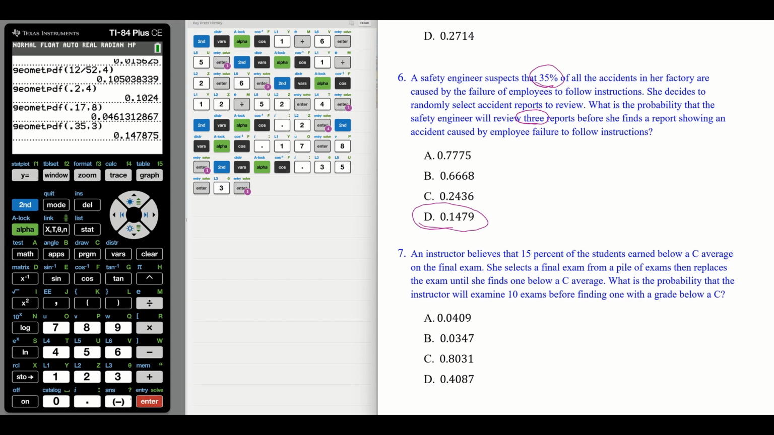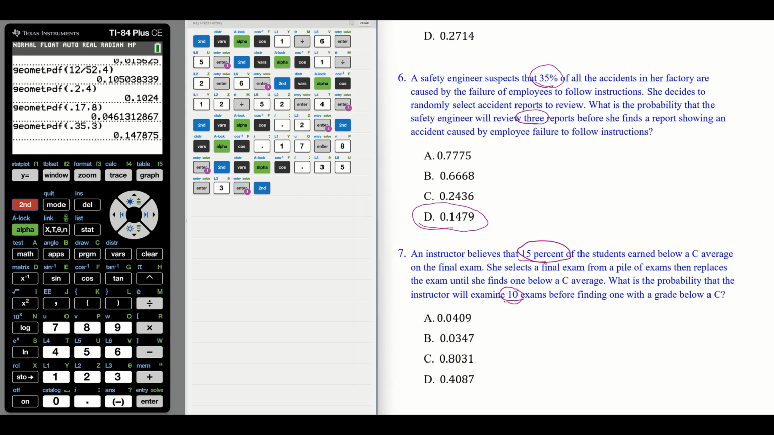Number 7. An instructor believes that 15% of the students earned below a C average on the final exam. She selects a final exam from a pile of exams, then replaces the exam, until she finds one below a C average. What is the probability that the instructor will examine 10 exams before finding one with a grade below a C?